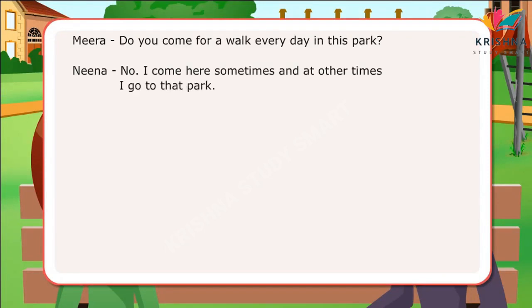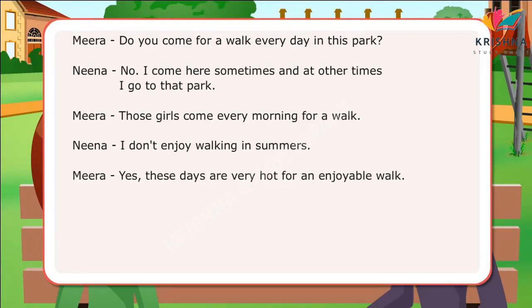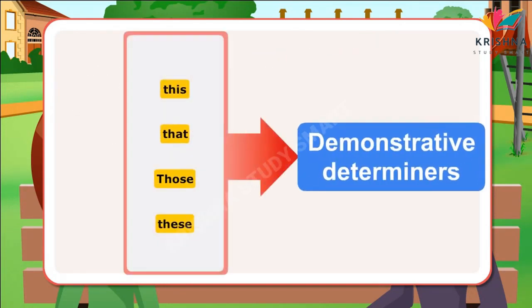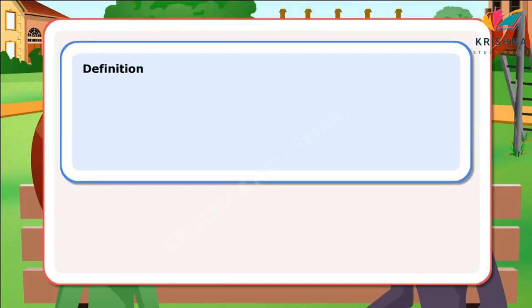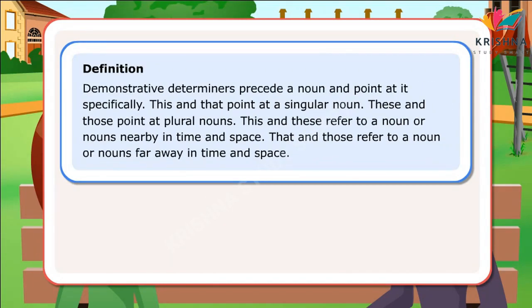In the dialogues, Meera and Nina have used words that give information about the nouns that follow by pointing specifically at them. The words this, that, those, these are examples of demonstrative determiners. Definition. Demonstrative determiners precede a noun and point at it specifically.